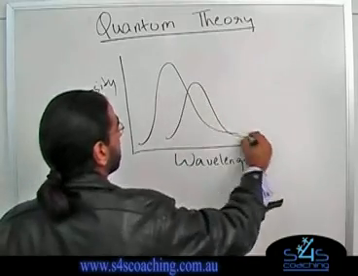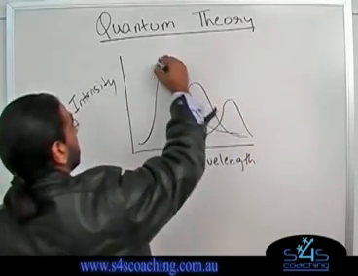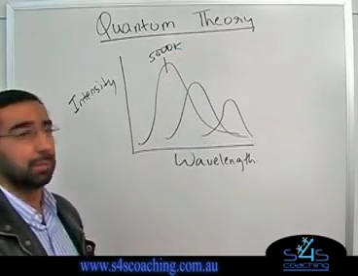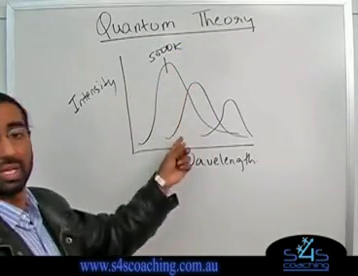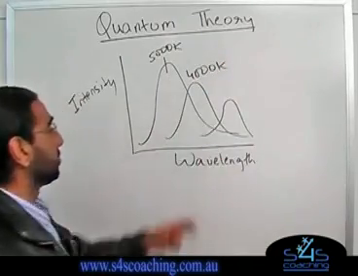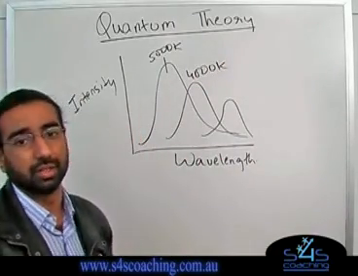There was a different peak for a different temperature. So let's just say that's 5,000 Kelvin, so you'll have a peak over here. A black body at a different temperature would give a smaller peak. So this would be something like 4,000 Kelvin. So this is what they were getting from the experimental data.